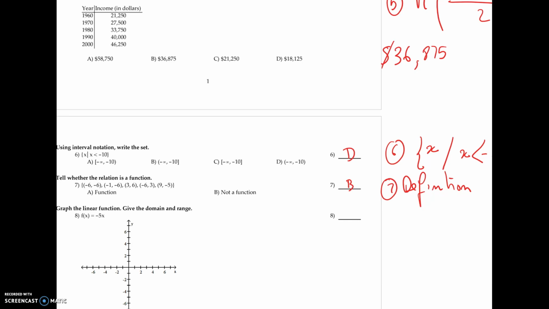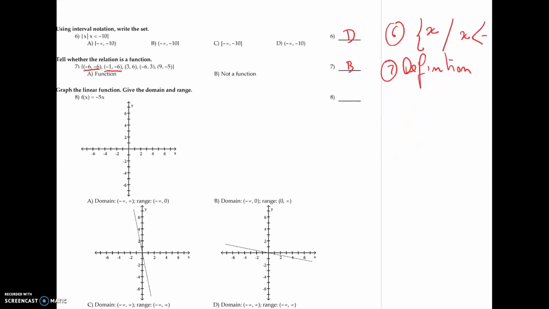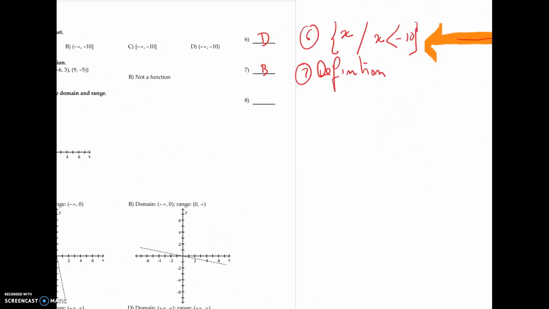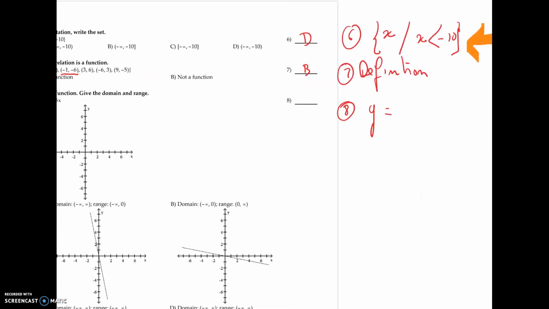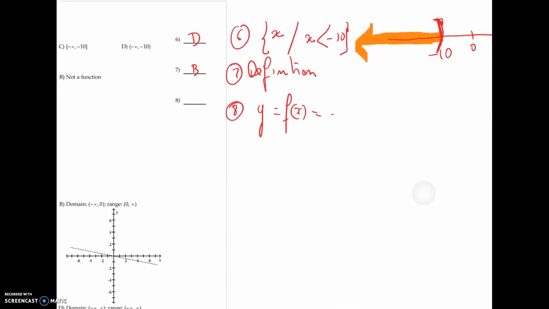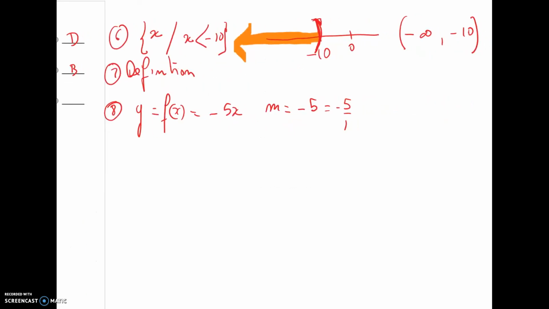And I will advise you to look at these 2 points right here. All right, graph of a linear function. On problem number 8, you have y equal, which is f of x, equal -5x. So right away, you can use the slope, which is -5, which is -5 divided by 1, meaning that you will have to go down 5 units and go to the right 1 unit from the y-intercept.